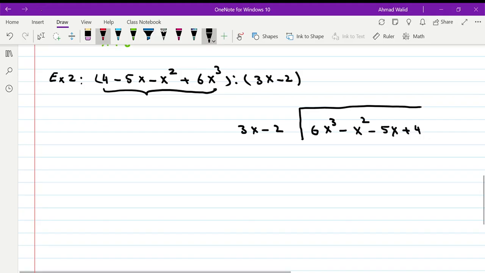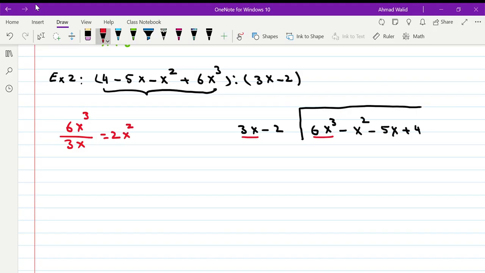My step 1 was the first term of the dividend, which is 6x cubed. I'll go to the corner of my notebook and divide by 3x and see what my answer is. 6 divided by 3 gives me 2. X cubed divided by x gives me x squared. Then this is the first term that I have to write here, 2x squared. Sometimes you are dealing with fractions, and they're really easy to deal with. Whatever this division gives you here, it goes up there. Correct? Now distribute.